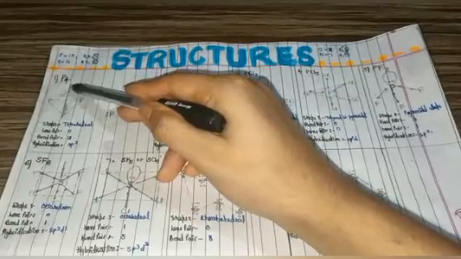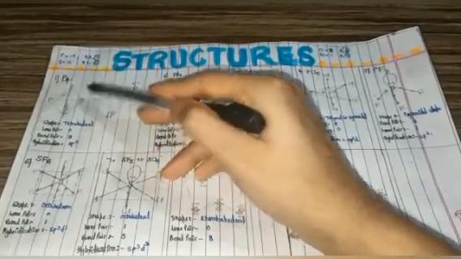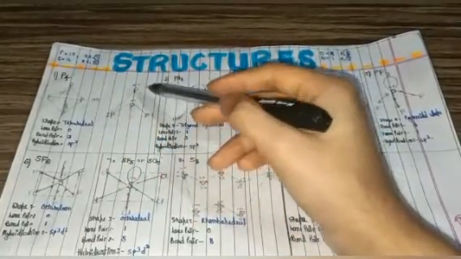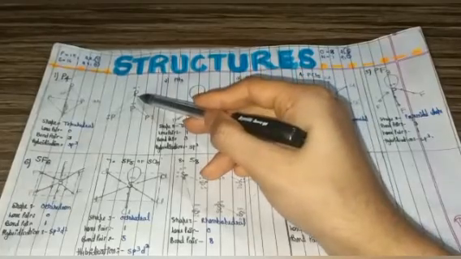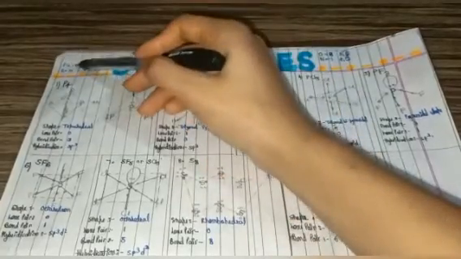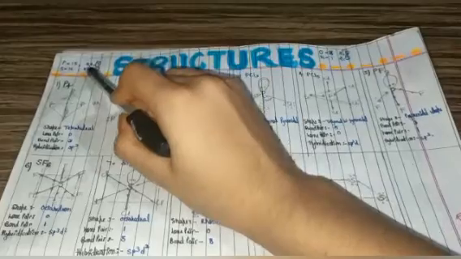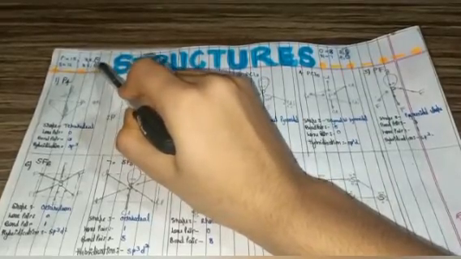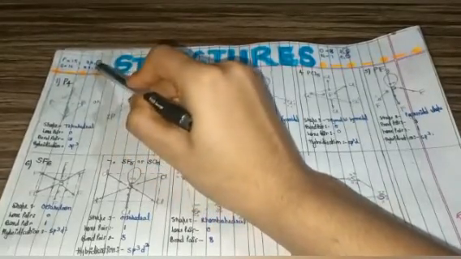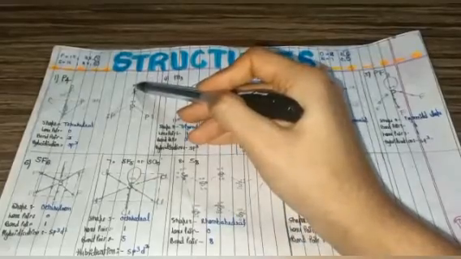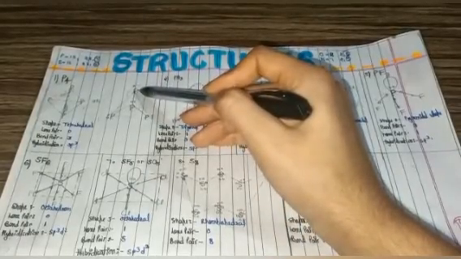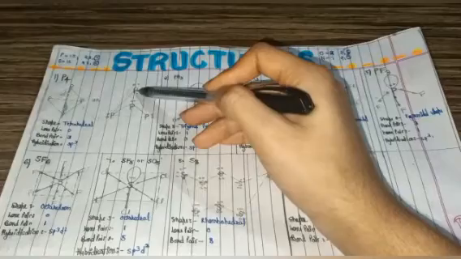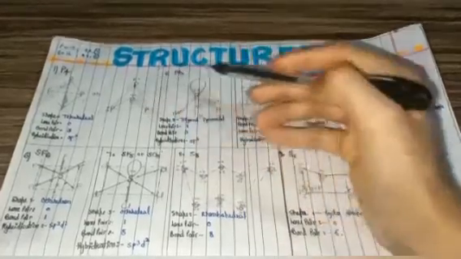How many bonds are there? 1, 2, 3, 4. So come here. Now phosphorus has atomic number 15 and its electronic configuration is 2, 8, 5. In the end here it's 5. So according to that, we had made here the structure of white phosphorus.